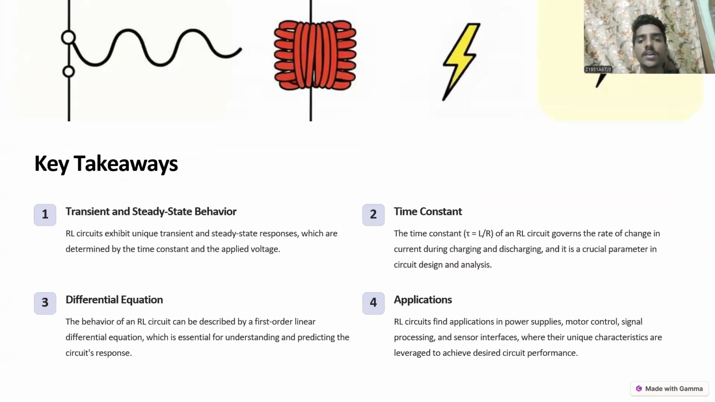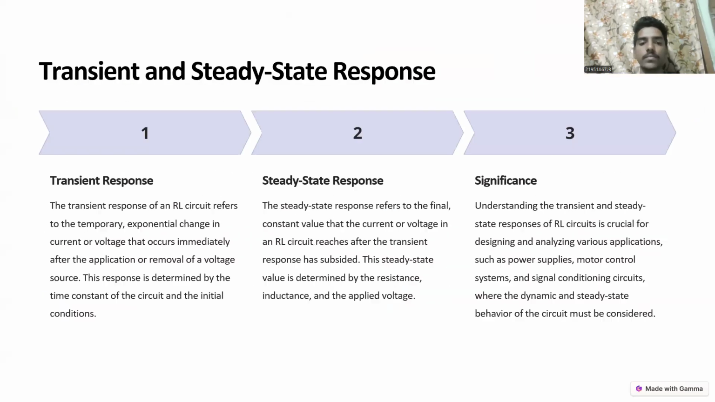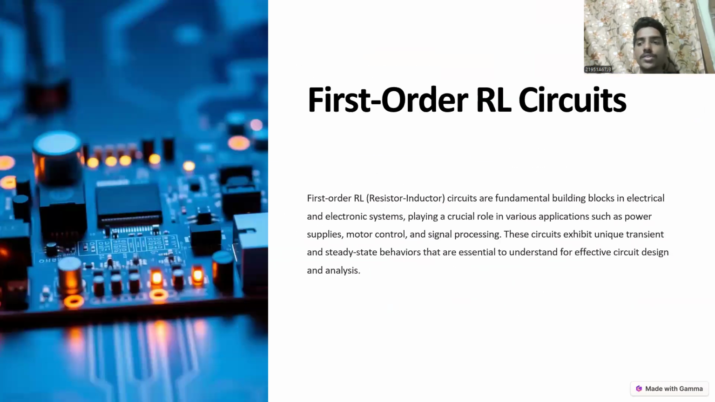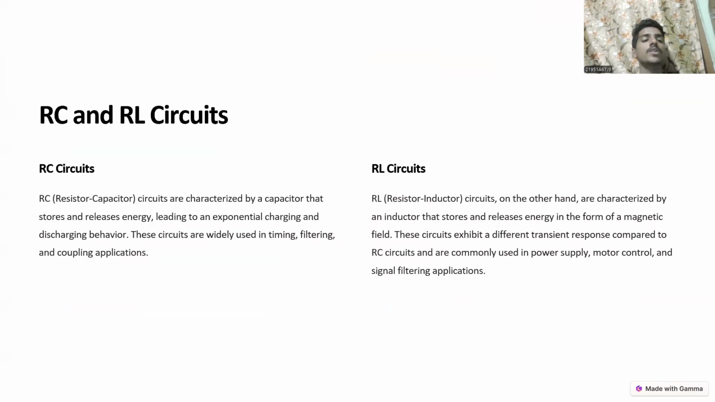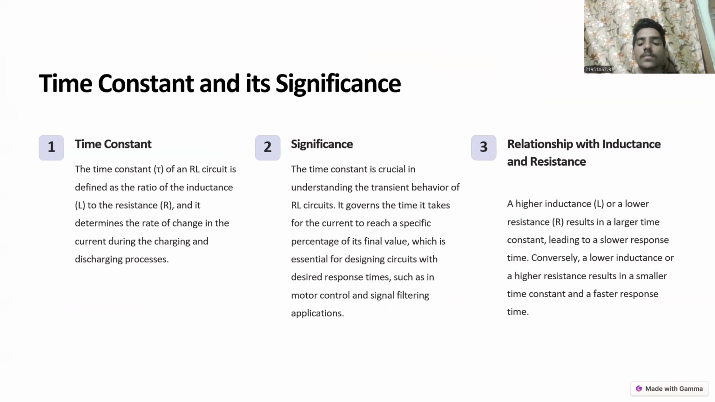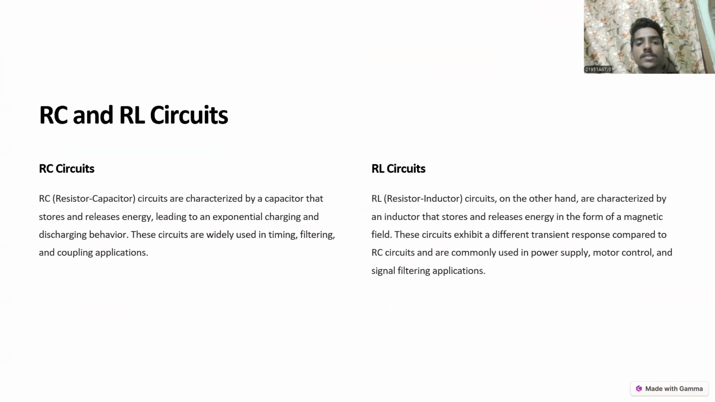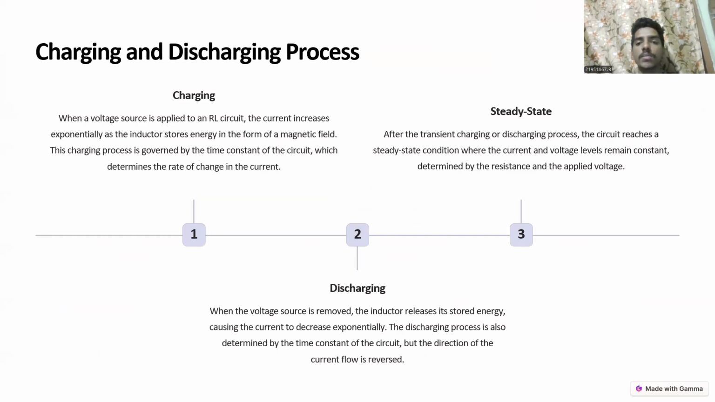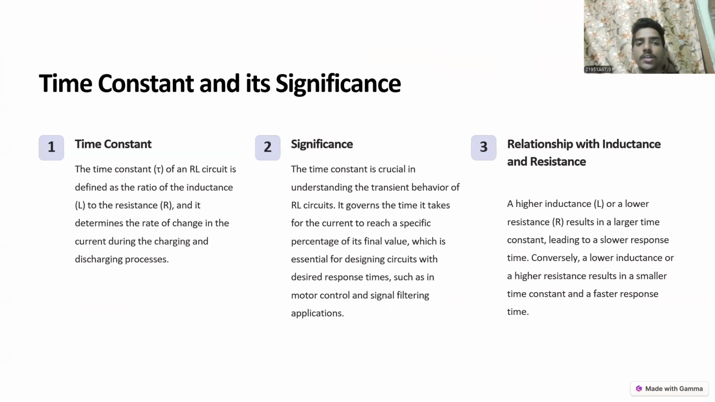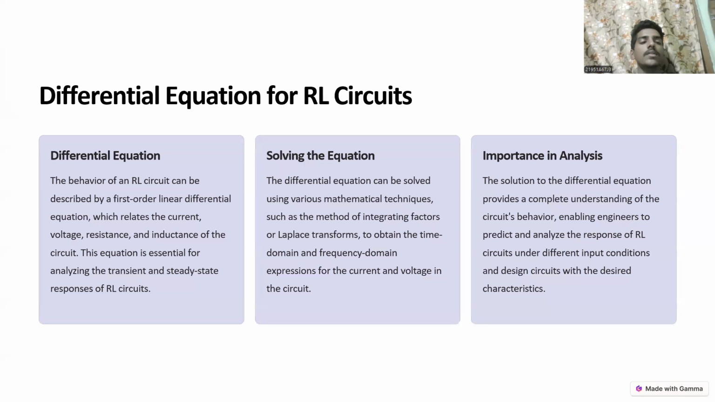Here are the key takeaways. Some important points taken from the topic of first order RL circuits: introduction to RL circuits and RC circuits, charging and discharging process and steady state conditions, time constant and significance, and the relationship between inductance and resistance, which are definitions.